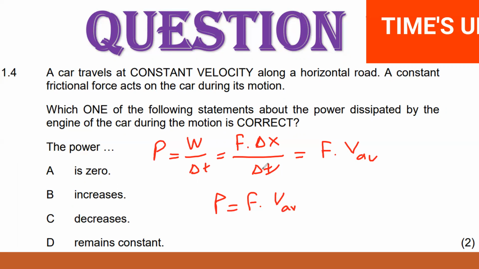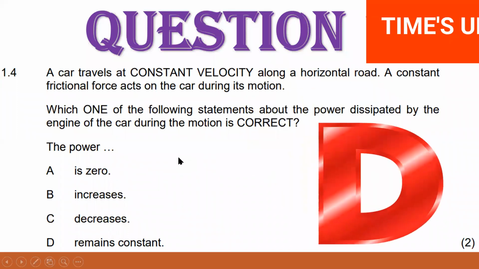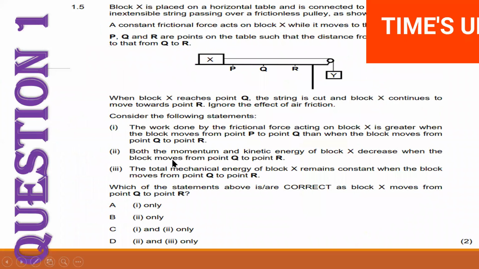So now they said constant velocity and constant frictional force. Constant frictional force, so F net also the same. It means power also remains constant. 1.4, our answer is D. Okay, let's continue with the next question, 1.5.